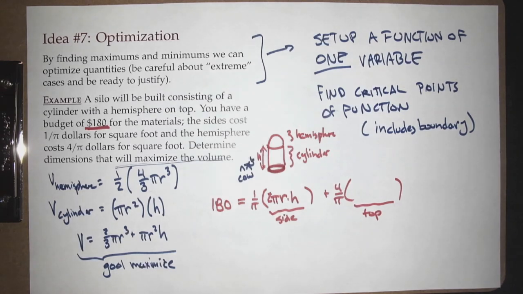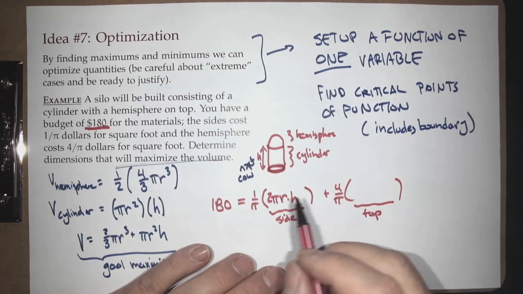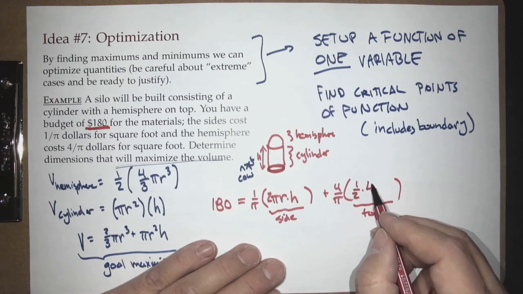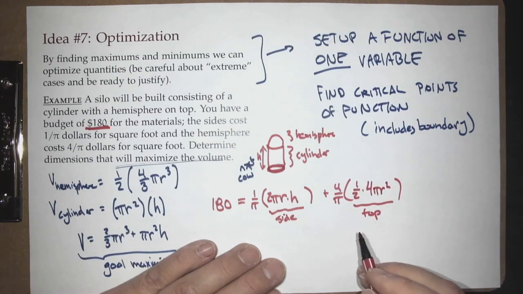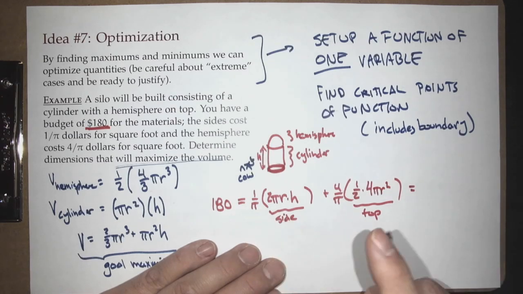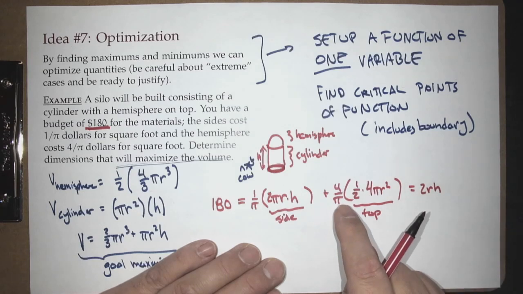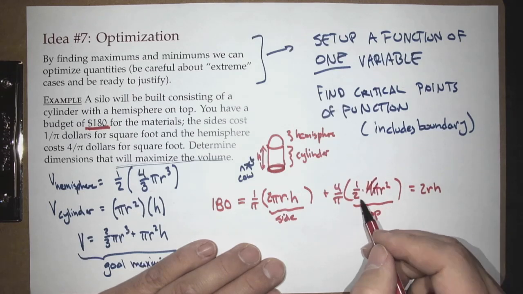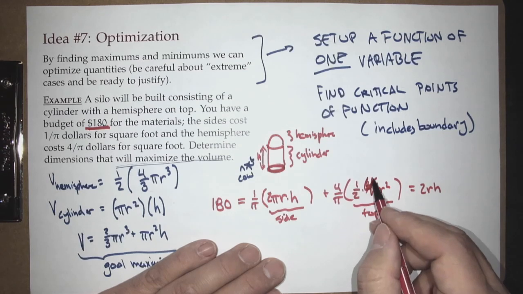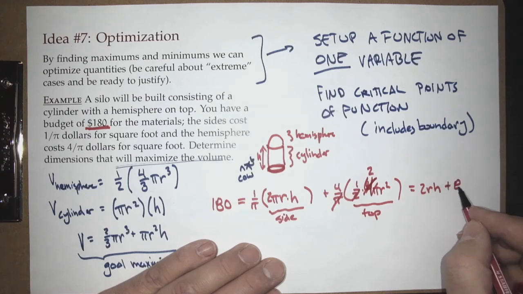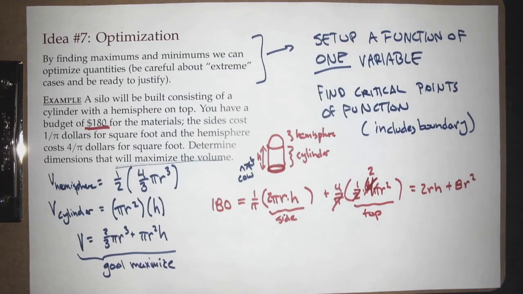Now for the sphere, it's a little bit less well known, but the area of a sphere, turns out it's 4 pi r squared, but we don't have a whole sphere, we have half a sphere. So it's 1/2 of 4 pi r squared. So what we end up with is we need 180 is equal to, the pi's cancel there, so that's 2rh, 4 pi, oops, no, that 4 doesn't cancel with anything. The pi's cancel, 2 divides into 4, so that's the 2, so plus 8r squared. So we have 180 equals 2rh plus 8r squared.